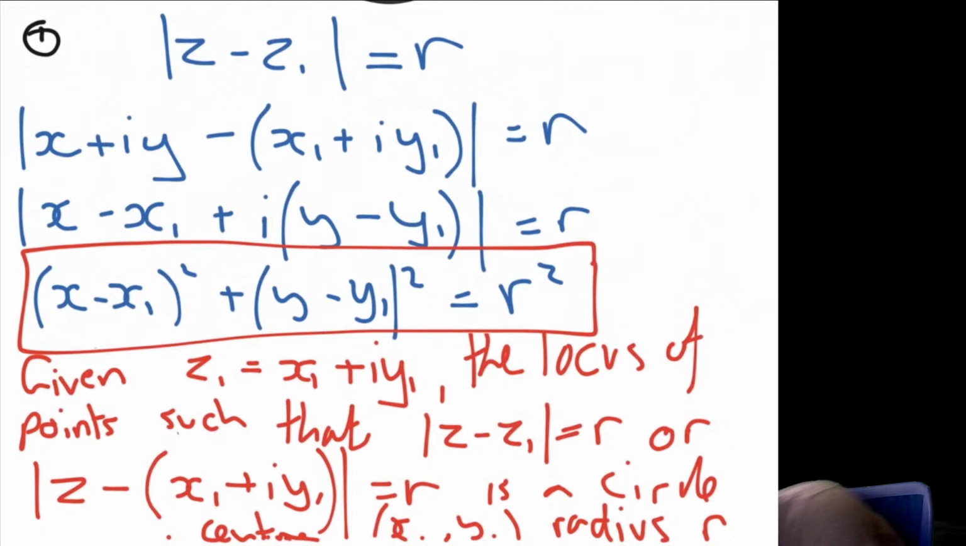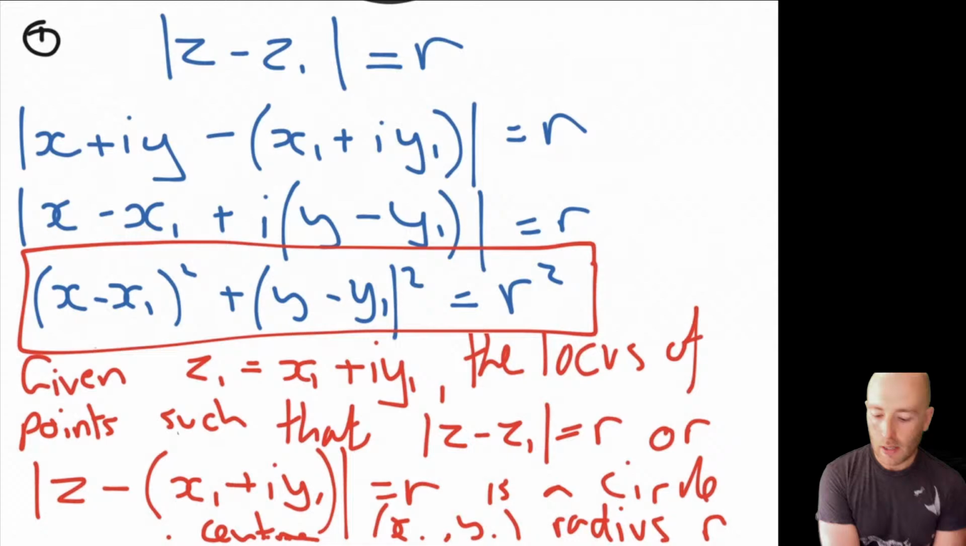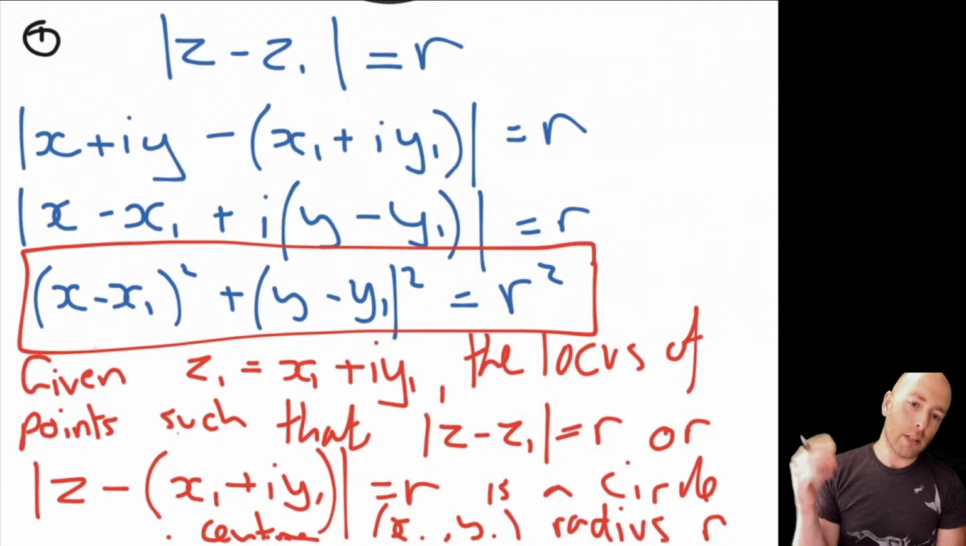That's our first locus. The next one we're going to look at is points equidistant from two different points, and then we're going to start looking at some questions. So this is our second of three different types of loci. We'll see what you can remember in a minute.